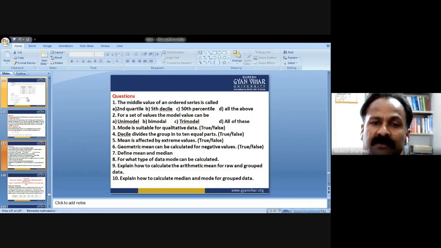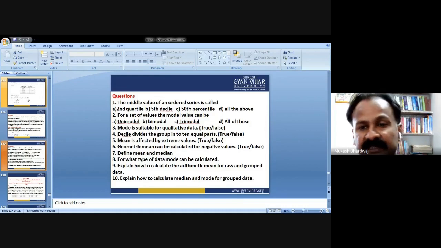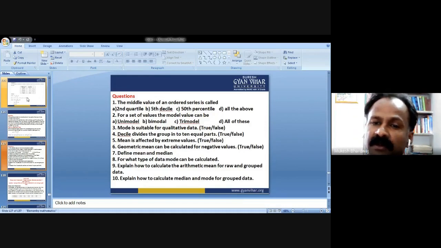So the middle value of an ordered series can be called the second quartile, the fifth decile, or the fifth percentile. That means option D, all of the above, is the correct option.